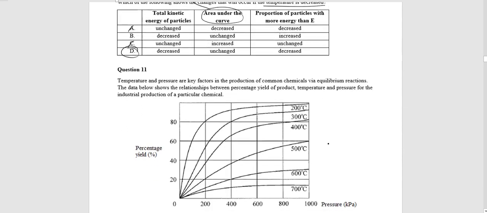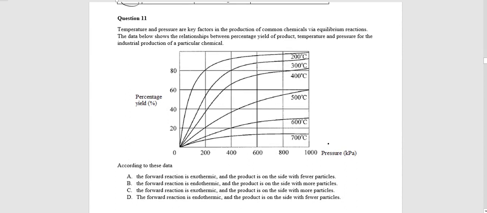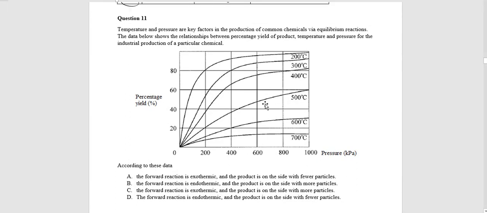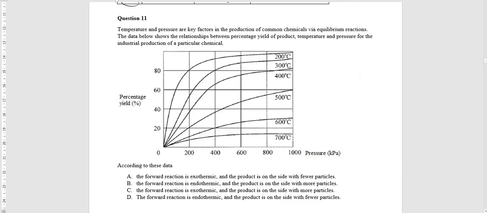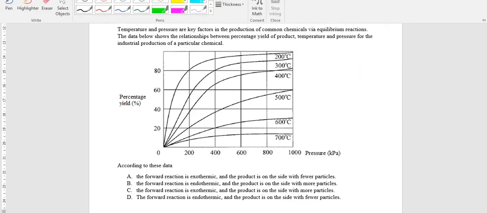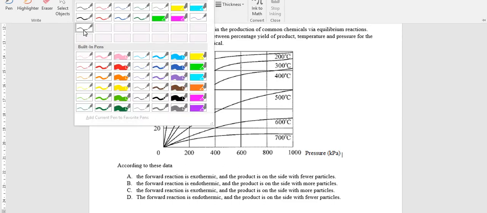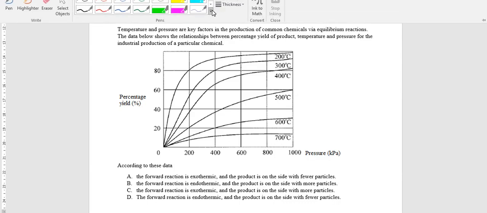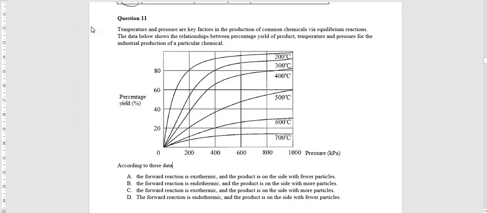And from that easy question, we have 11, which is not an easy question at all. I'm going to change the position of the graph so I have a little bit more room to write. A lot of things are happening here. This graph has appeared quite often, so you do need to make sure that you can interpret them. Temperature and pressure are key factors in the production of common chemicals via equilibrium reactions.